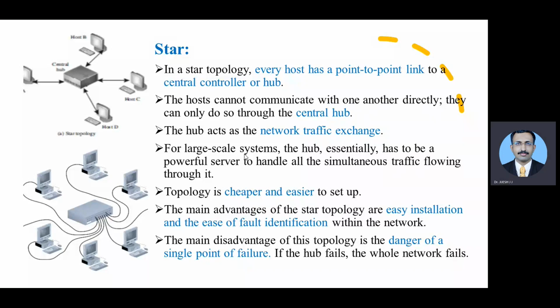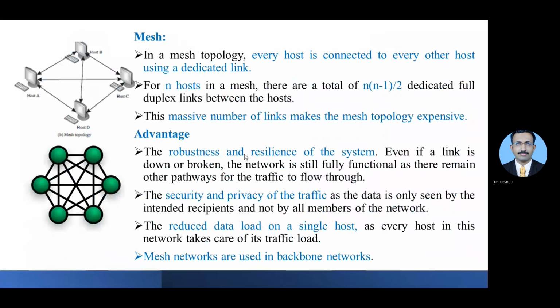As you have already discussed, this is what we call a mesh network. Every host is connected to every other host using a dedicated link. It means you are not having any central hub or anything like that. You are connecting one device to another, one host to another. You can see that host A is connected to host D, host A is connected to host B, and host A is also connected to host C.